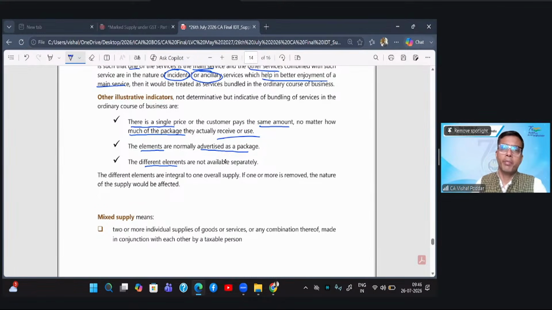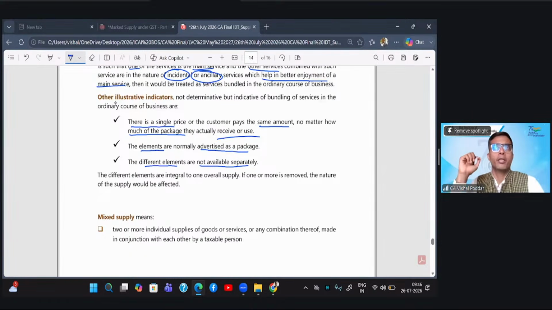And next, the different elements are not available separately. Now, this is again interesting. Many times you will find that along with a particular medicine, the dropper or the particular cap which is used for, like, eye drops, etc., that will come along with that only. It will not be available separately.